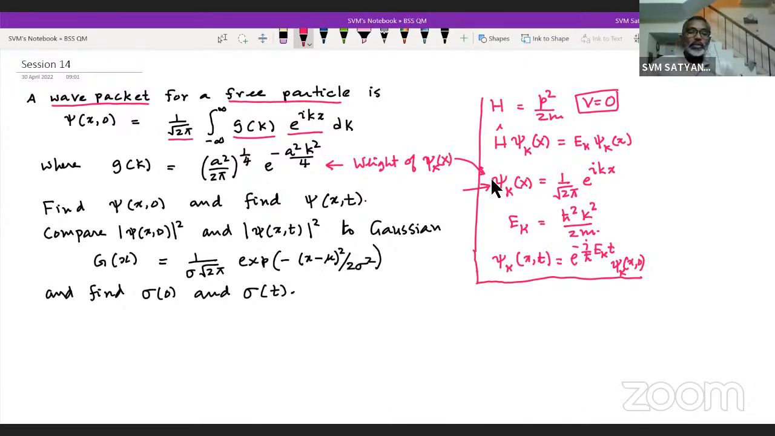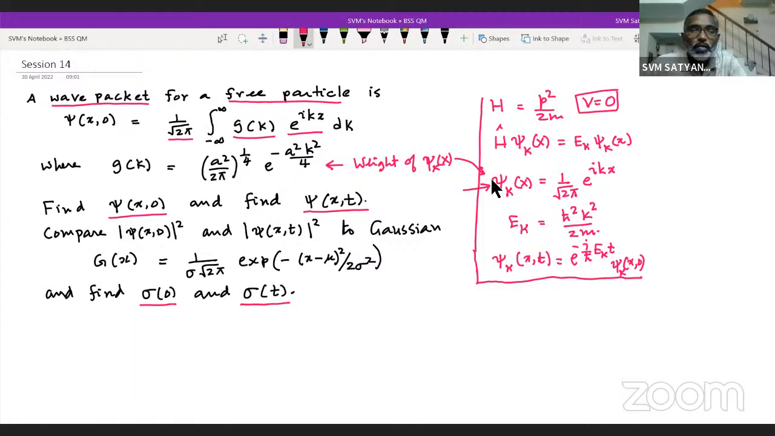Now the first question is you find out psi of x, 0. Second question is find psi of x, t. And then compare the probability, psi of x 0 mod square and psi of x t mod square, to a Gaussian, and thereby find out sigma 0 and sigma of t. So these are the questions.